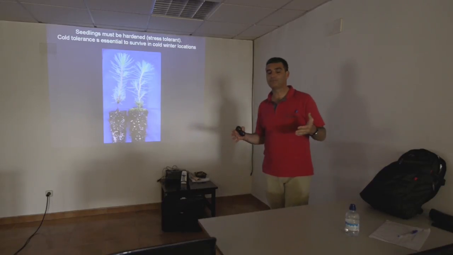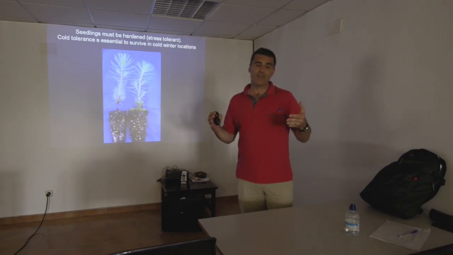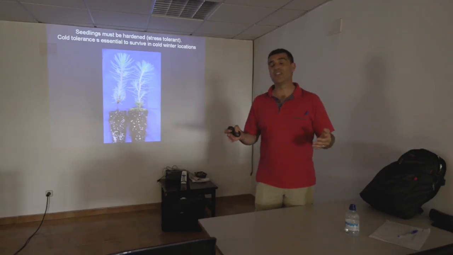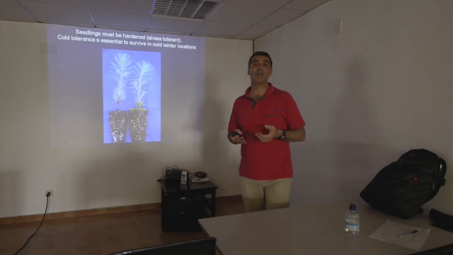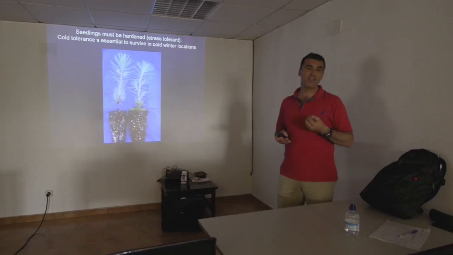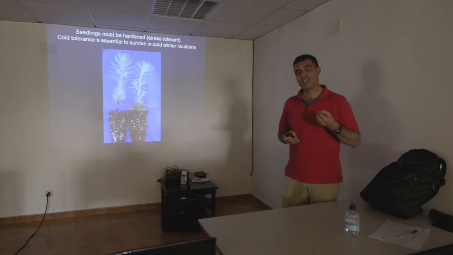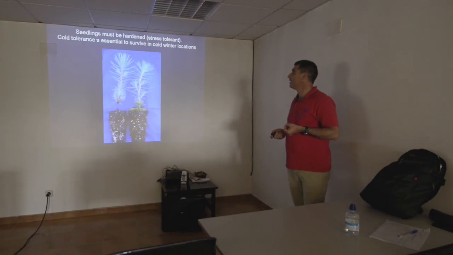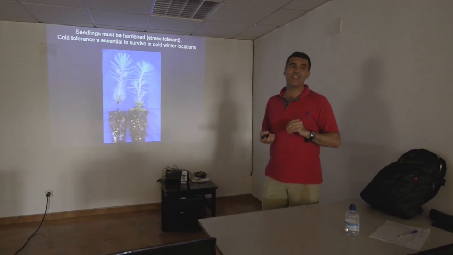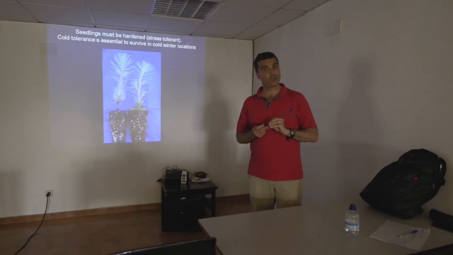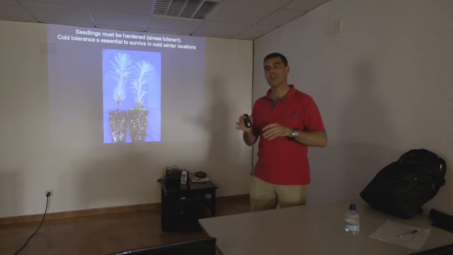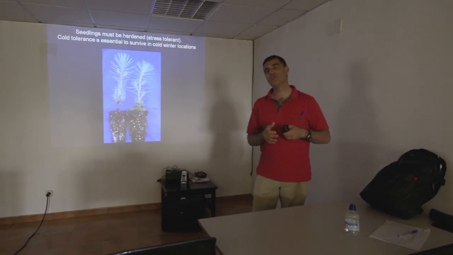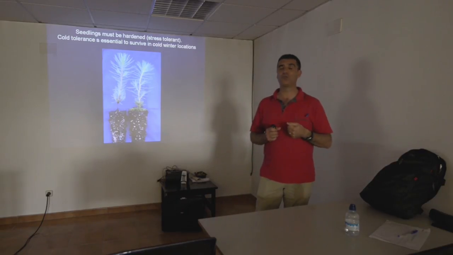the Iberian Peninsula, in this part of Spain, the main limiting factor during the wet season is cold. Okay, we have heavy frosts. So one of the important issues is that the seedlings must be cold tolerant. Okay, and usually seedlings that are cold tolerant are also drought tolerant. Okay, there are two traits that go together. If you are able to produce cold tolerant seedlings, those seedlings will also be very drought tolerant. Okay.